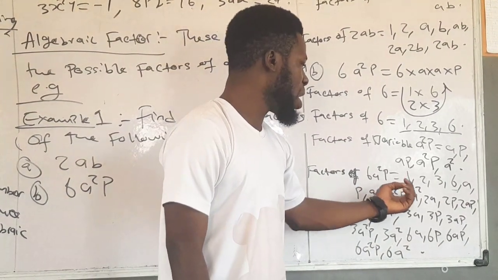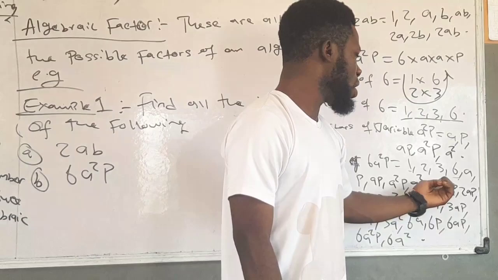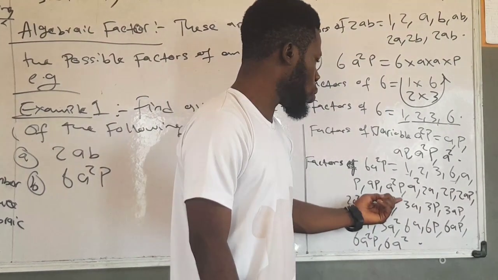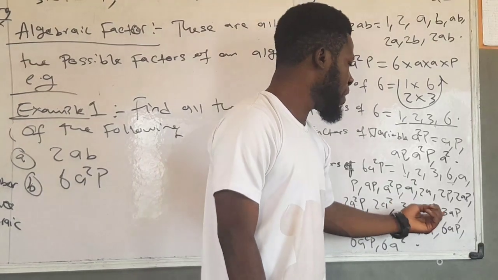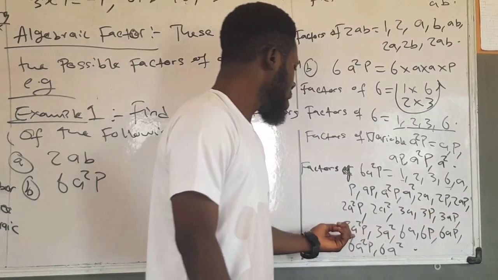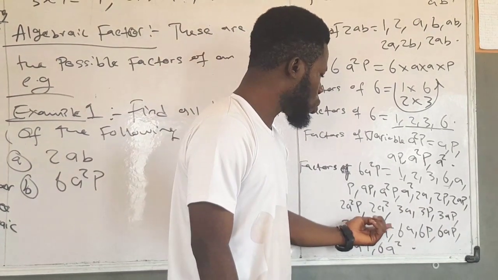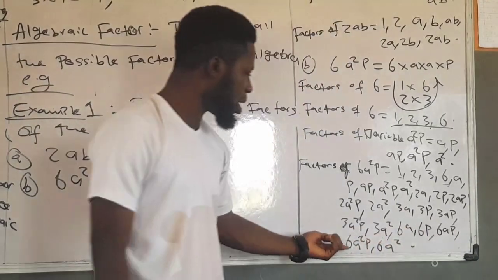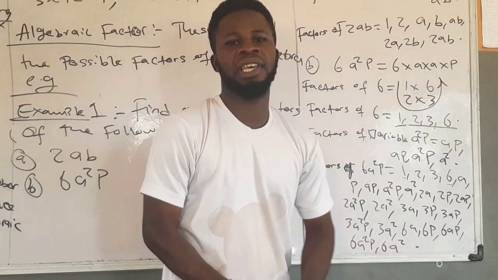AP, A squared P, A squared, 2A, 2P, 2AP, 2A squared P, 2A squared, 3A, 3P, 3AP, 3A squared P, 3A squared, 6A, 6P, 6AP, 6A squared P, 6A squared.